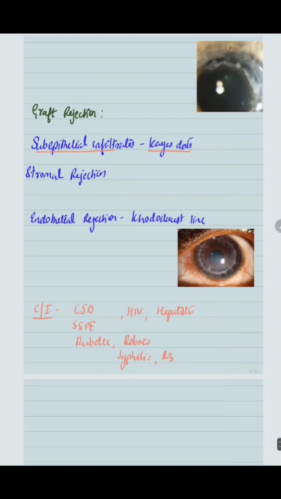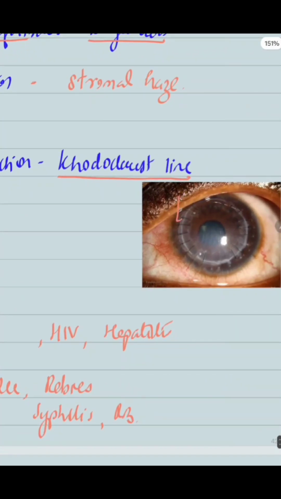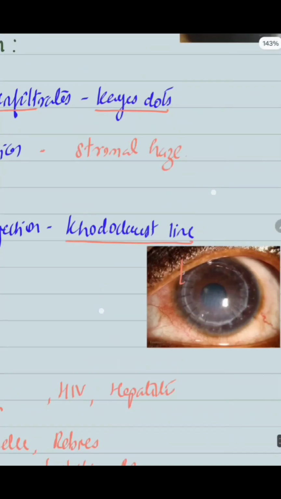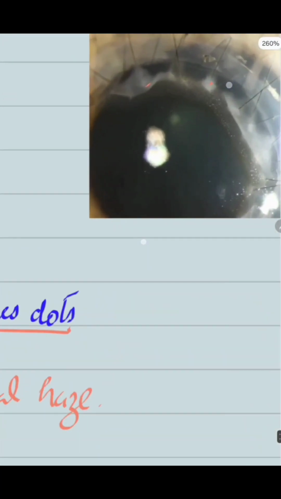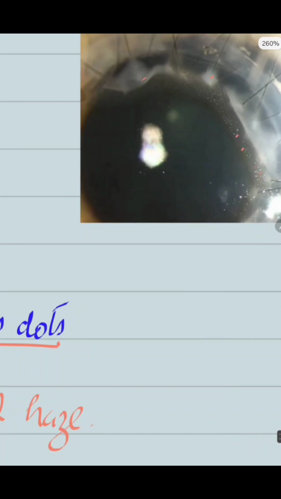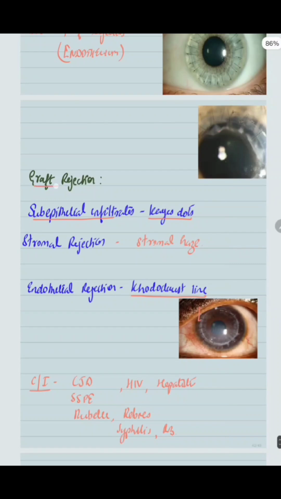Then there is stromal rejection. In stromal rejection, there is sudden onset of full thickness stromal haze. In endothelial rejection, there is something called Khodadoust line demarcating the healthy and damaged cornea. This is a Khodadoust line. Then here you can see subepithelial infiltrates known as Krachmer spots. That is seen in graft rejection in keratoplasty.